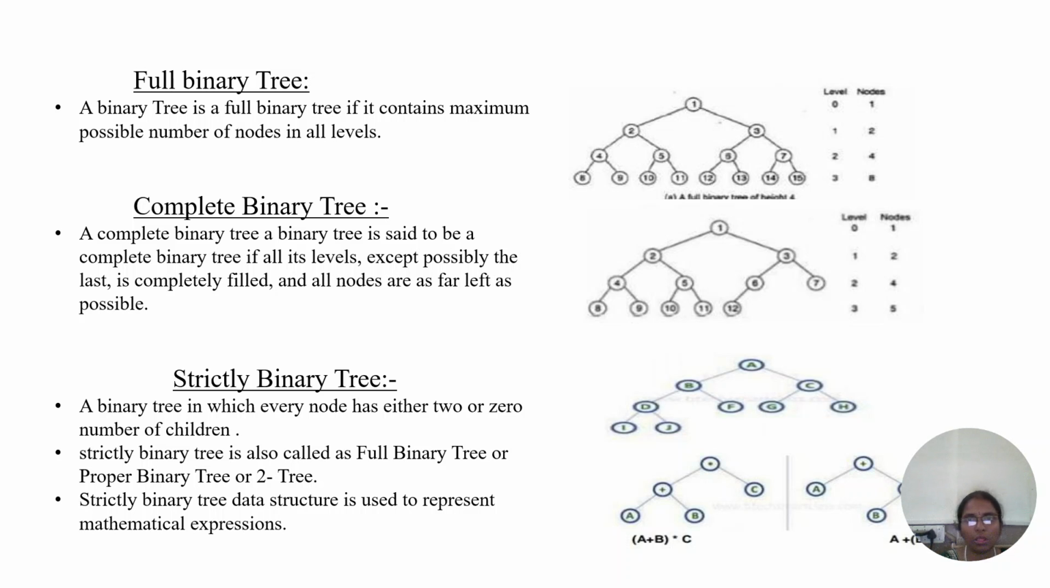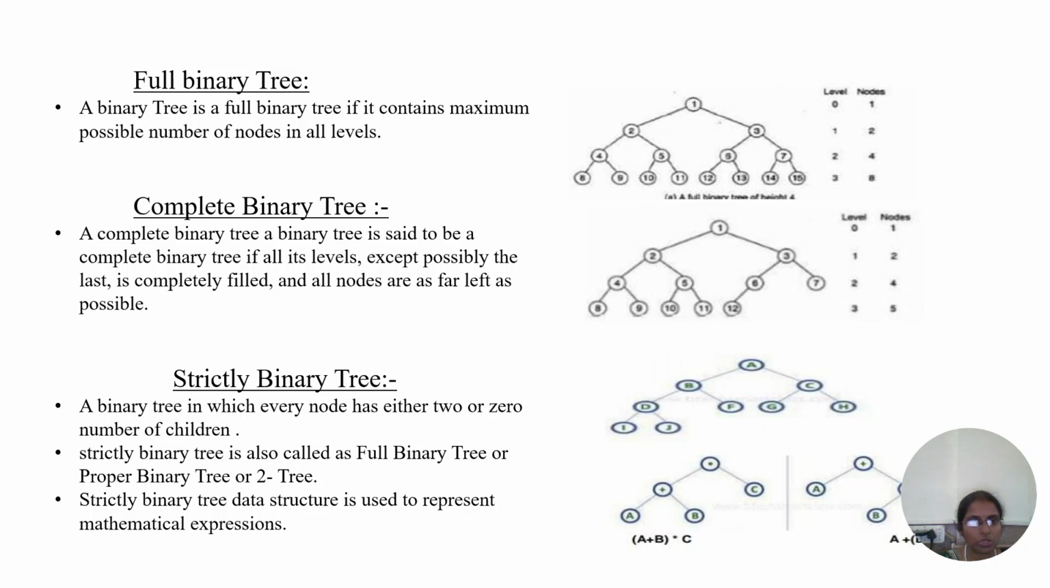That means all the nodes except the last one. If it is possible, then it is also complete. If it is not possible, the last one is not completed, and the other nodes must be completed with two nodes. Then it is called a complete binary tree.